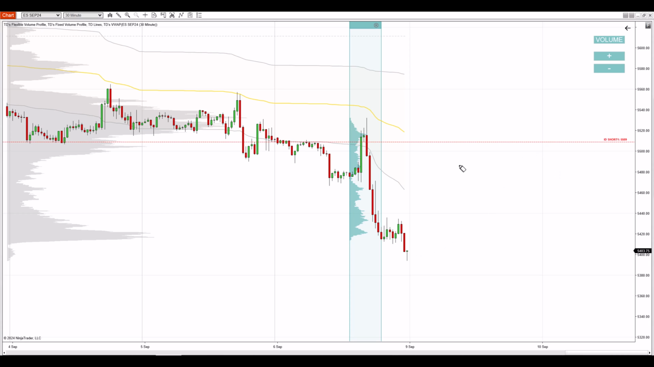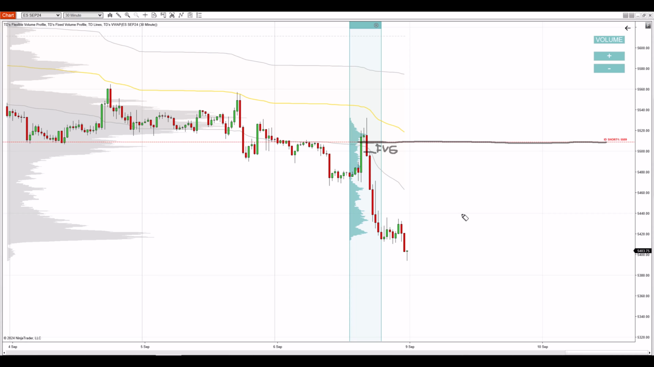Also, for those of you who are familiar with smart money concepts, this is the beginning of a fair value gap that definitely adds strength to that level. Right? So that's the short on the ES.